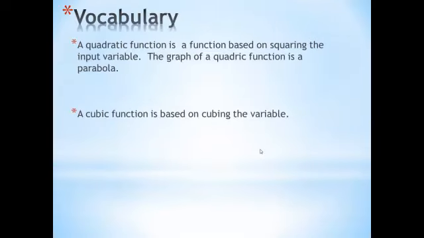Our vocabulary for this lesson: our first vocabulary word is a quadratic function. It is a function based on squaring the input variable. In other words, squaring x. The graph of a quadratic function is a parabola. Obviously, I have a spelling error there.